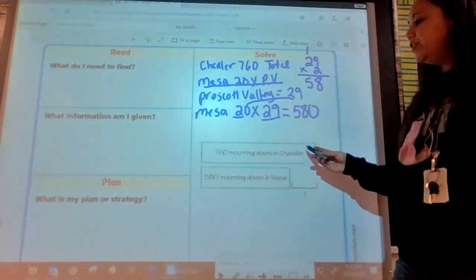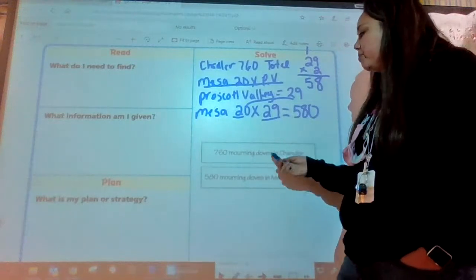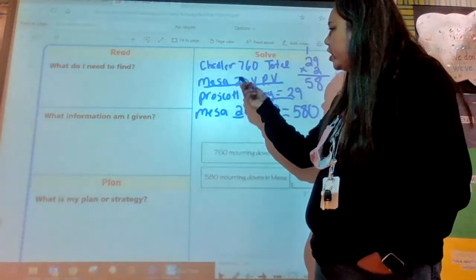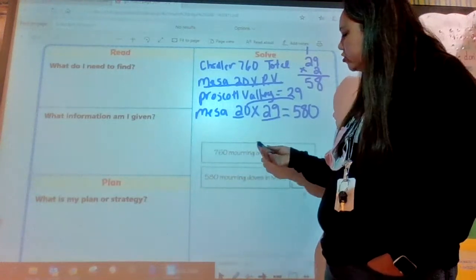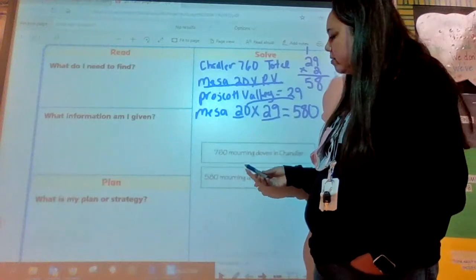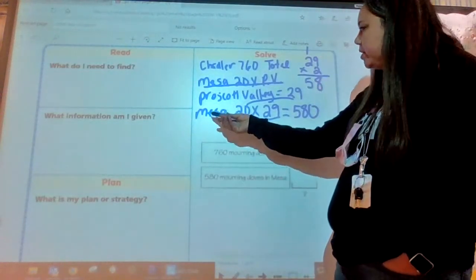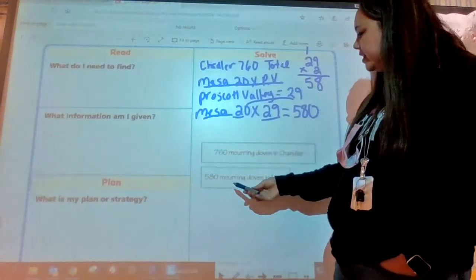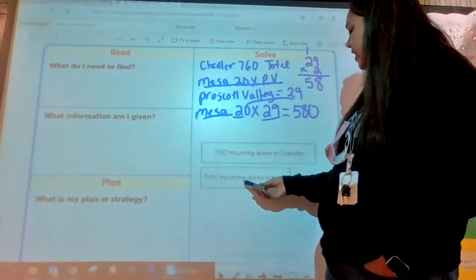So now they've drawn this picture, and they've actually given us this little bit of help. But you draw this picture, and we said, we know that there was 760 doves total. So I make a big strip, and that big strip represents one whole thing. And I know that in Mesa, they'd seen 580 doves.